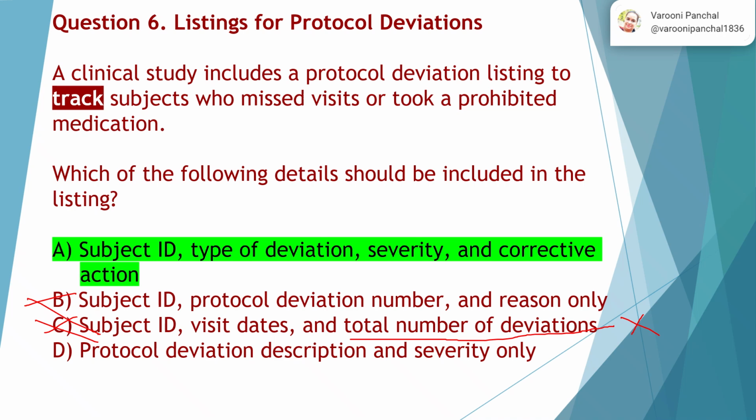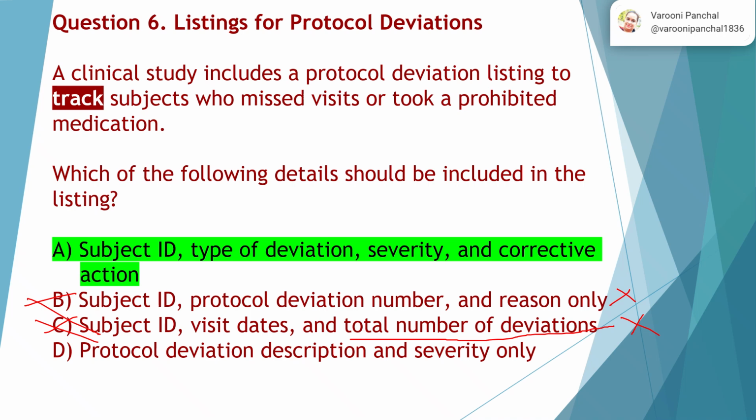The same goes here, it says subject ID, protocol deviation number and only the reason. But the actual protocol deviation description is not there as to why that particular patient deviated from the milestones of the protocol scheduled terms. Option D, protocol deviation description and severity only.